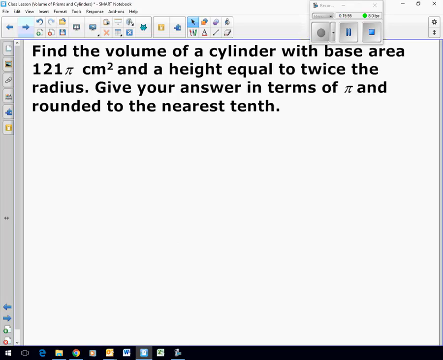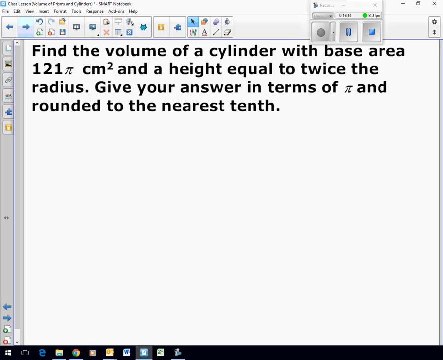Find the volume of a cylinder with a base area of 121 pi square centimeters and a height equal to twice the radius. Give your answer in terms of pi, round to the nearest 10. Oh, dear.